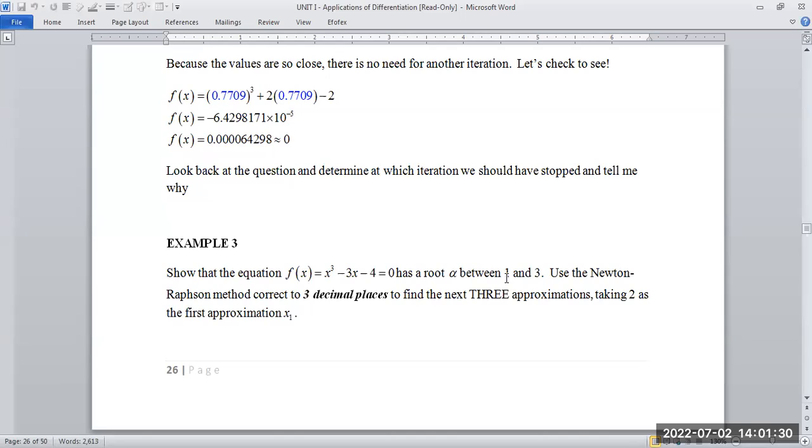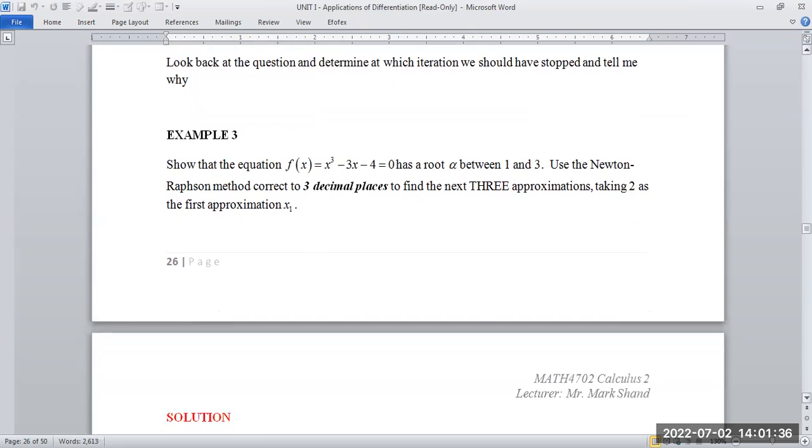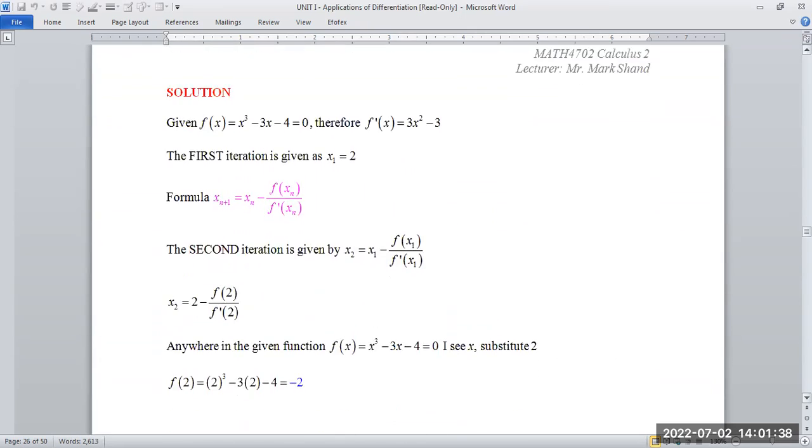So let's go. We know what our x1 is. Our x1 is going to be 2. So the second iteration now, our x2, is going to be x1 minus f(x1) over f'(x1).